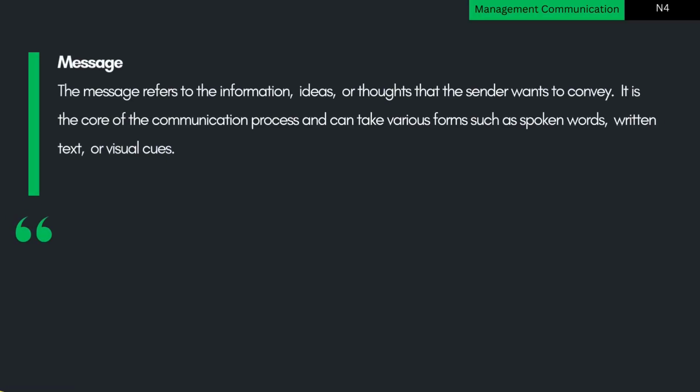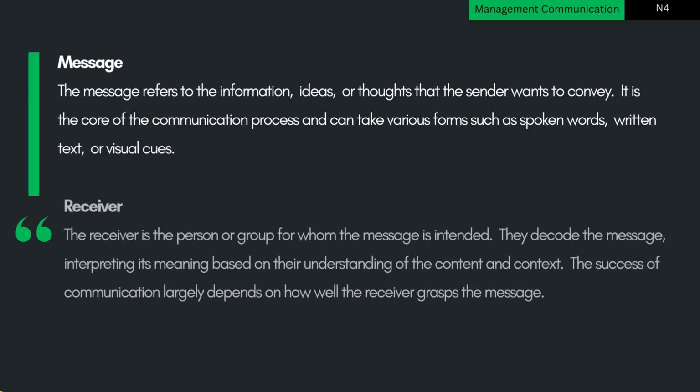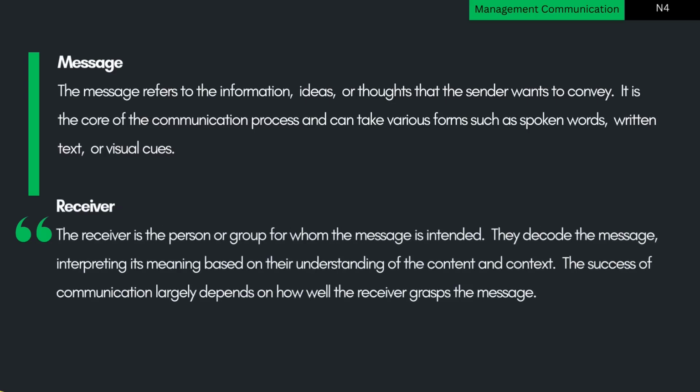2. Message. The message refers to the information, ideas, or thoughts that the sender wants to convey. It is the core of the communication process and can take various forms such as spoken words, written text, or visual cues. 3. Receiver. The receiver is the person or group for whom the message is intended.